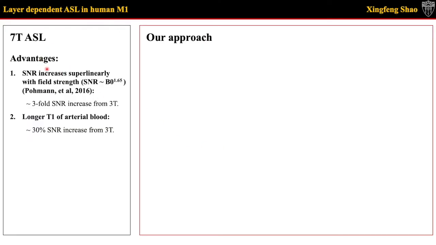7T ASL has several advantages. First, SNR increases superlinearly with field strength, and also arterial blood T1 is longer at 7 Tesla. There are also challenges at 7T, including B1 and B0 field inhomogeneity, and also shorter T2 of arterial blood.